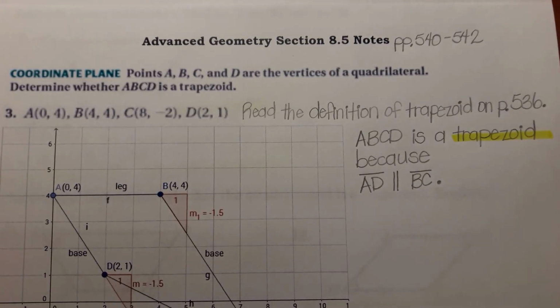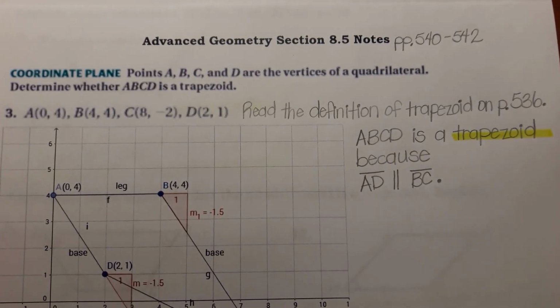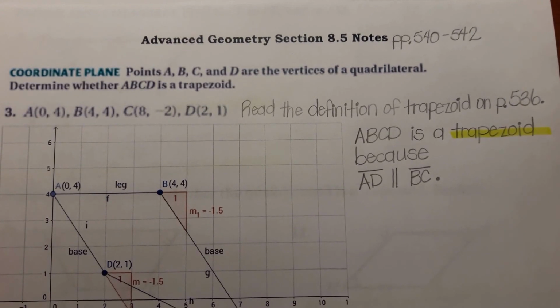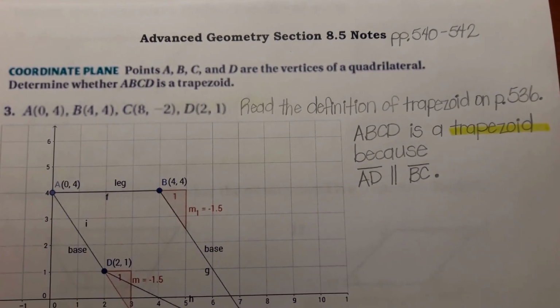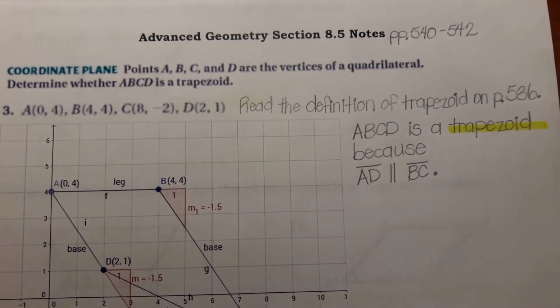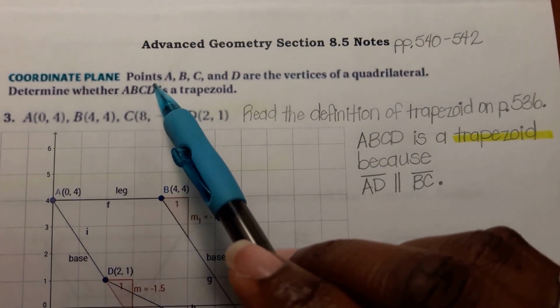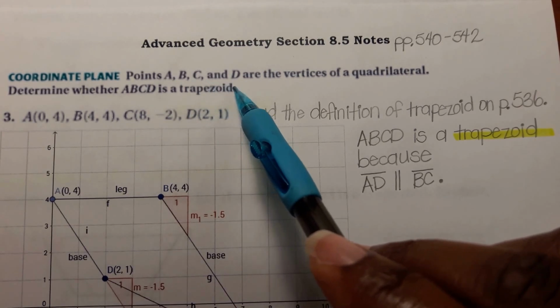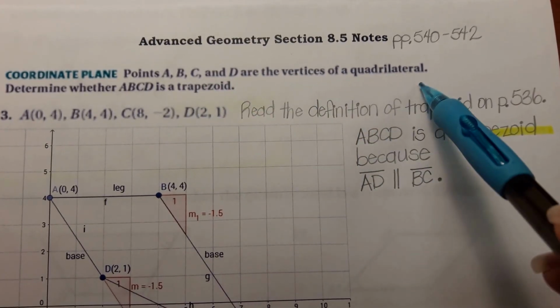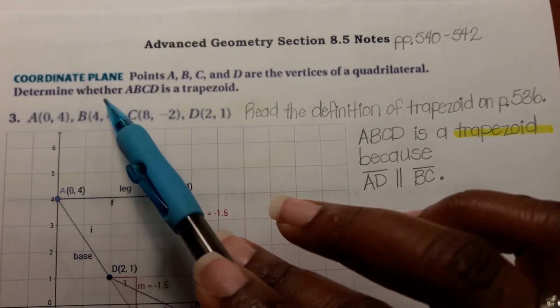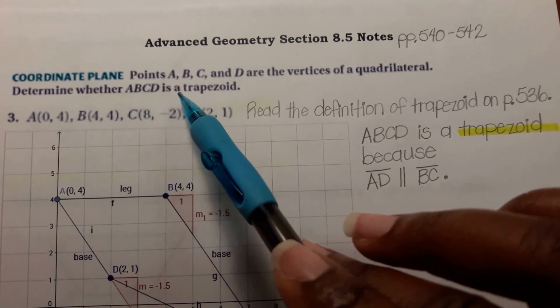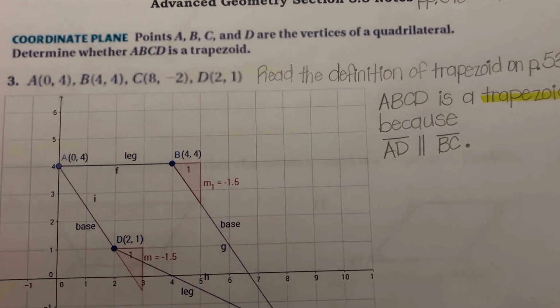Hello class. Today we will be going over section 8.5, use properties of trapezoids and kites. Turn to page 540 and look at number 3. Number 3 says points A, B, C, and D are the vertices of a quadrilateral. Determine whether ABCD is a trapezoid.